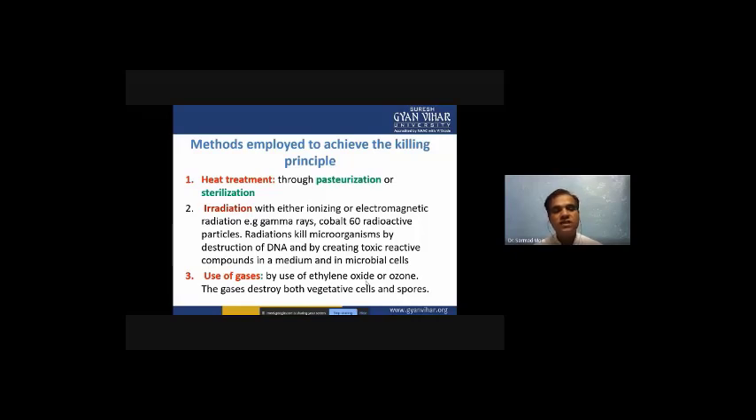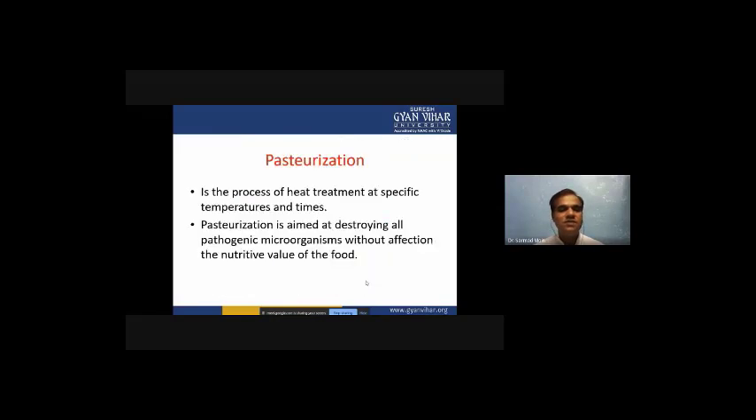Then use of gas. Ethylene oxide or ozone, these two gases can destroy both vegetative cells and spores. When food material is in close contact with ethylene oxide or ozone, these gases can effectively kill vegetative cells and spores, and it helps in the preservation of the food. Next method is pasteurization.